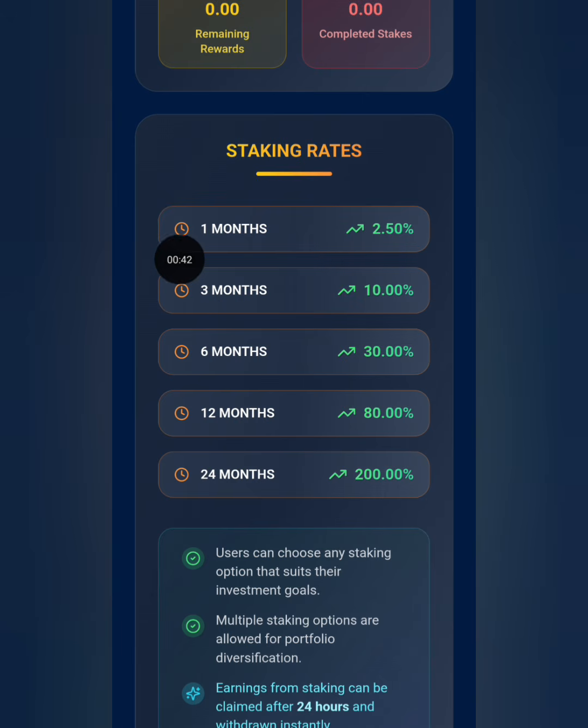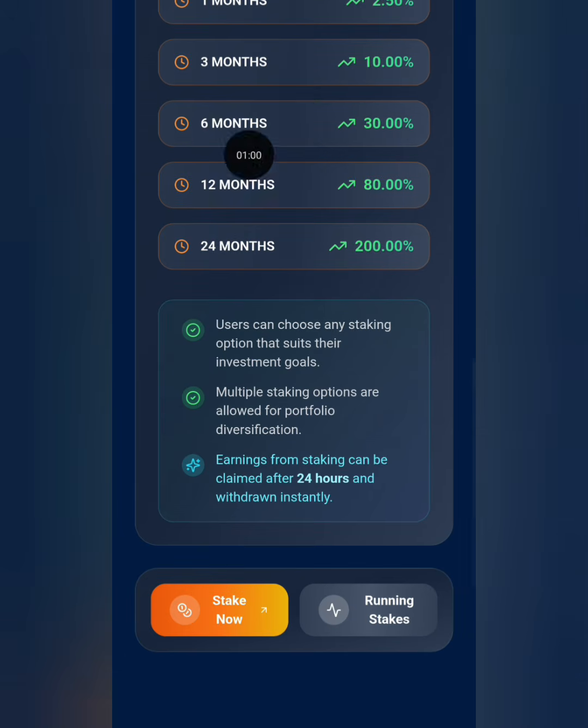Okay, so if you stake for a month, you get 2.5% added to the BTT you staked, and if you stake for 3 months, you get 10% of that amount that you stake. Okay, and it goes more up to a year. If you stake for a year, you get 200%.